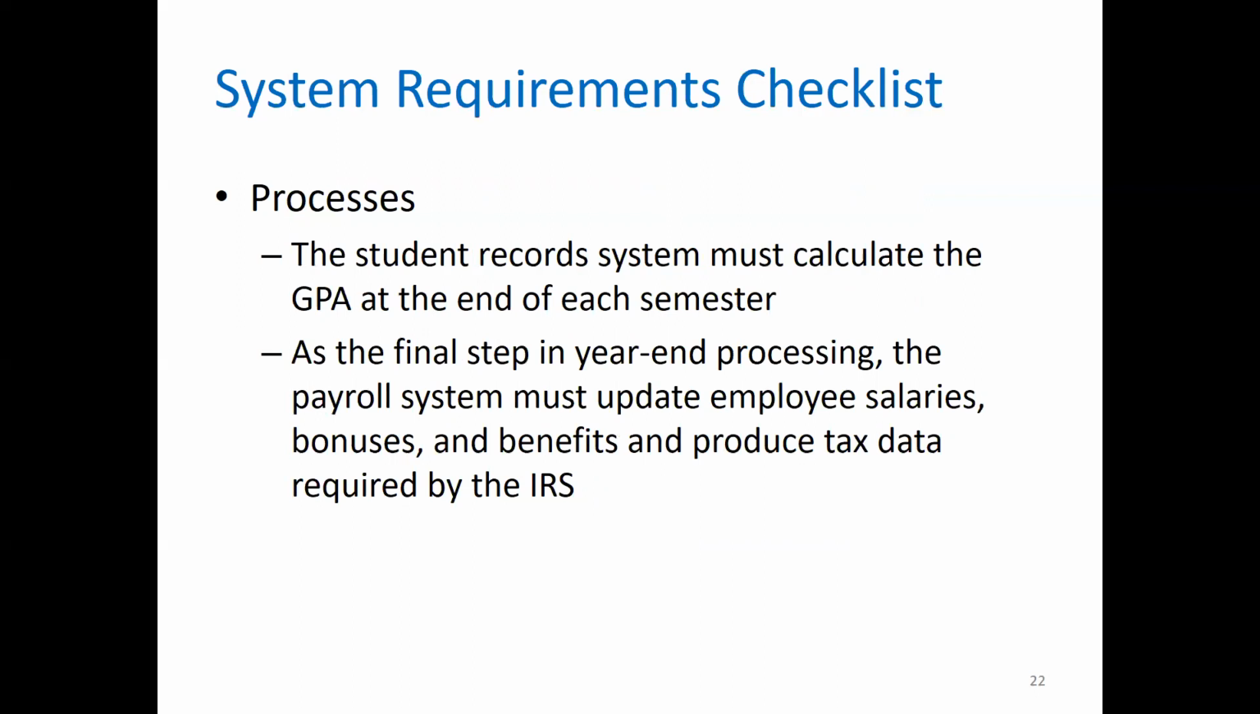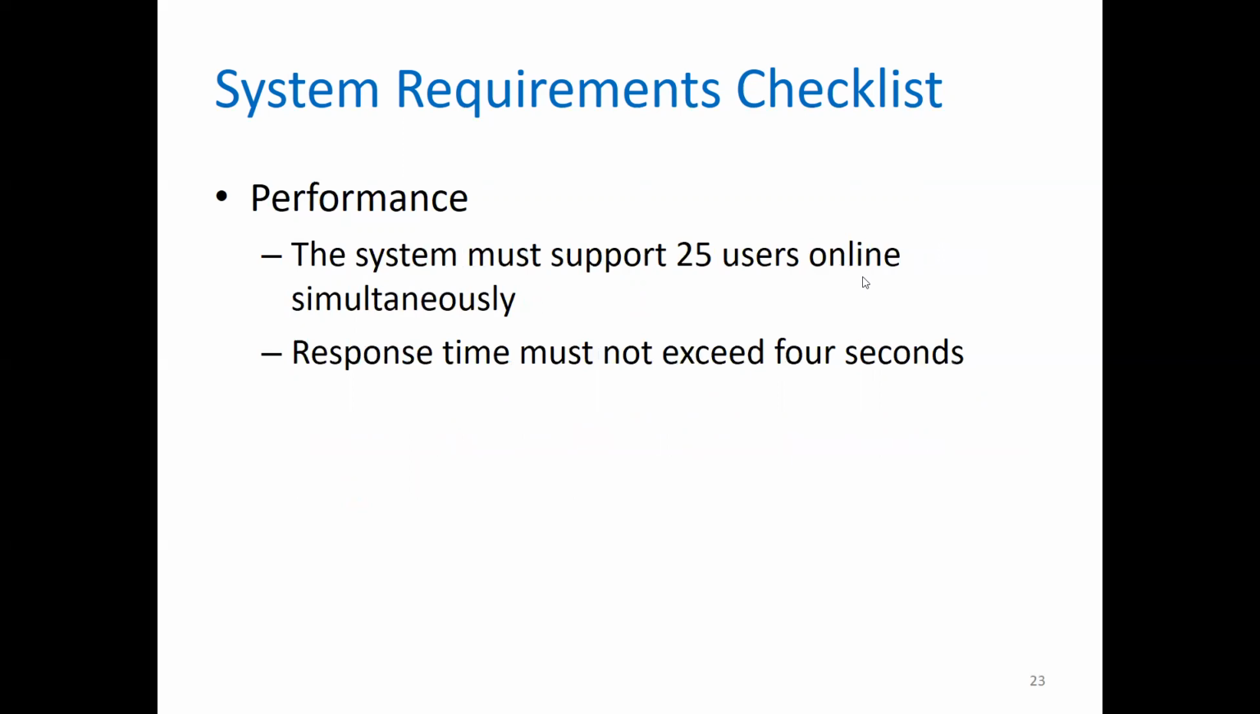Next up are the examples of processing, or processes. The student record system must calculate the GPA at the end of each semester. As a final step in year-end processing, the payroll system must update employee salaries, bonuses, and benefits, and produce tax data required by the IRS. So these are some of the possible processes the system should have. Moreover, we look at performance. Another example: the system must support 25 users online simultaneously. Response time must not exceed 4 seconds.